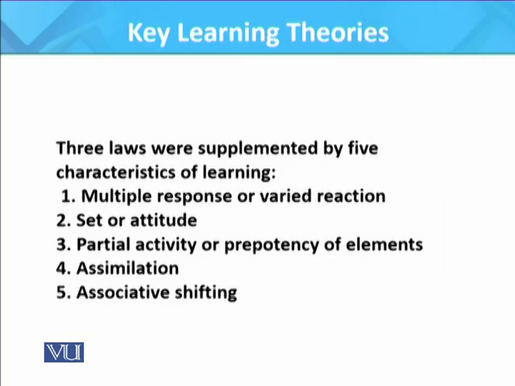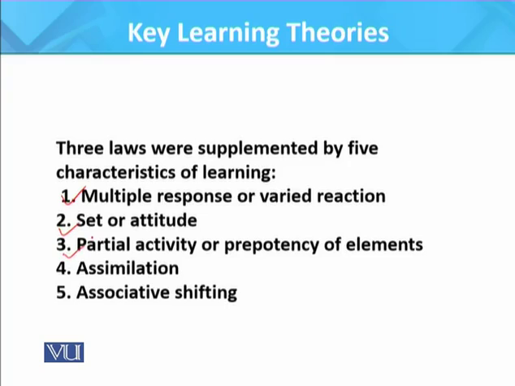With this, we have to look at the supplementing characteristics which are there to reinforce these three laws. They are multiple response or varied reaction, set or attitude, partial activity or prepotency of elements, assimilation, and associative shifting. Now let's see what we mean by multiple response or varied reaction. When faced with a problem, an animal will try one response after another until it finds success. Second is set or attitude. The responses that an animal will try and the result that it will find satisfying depend largely on the animal's attitude or state of mind.